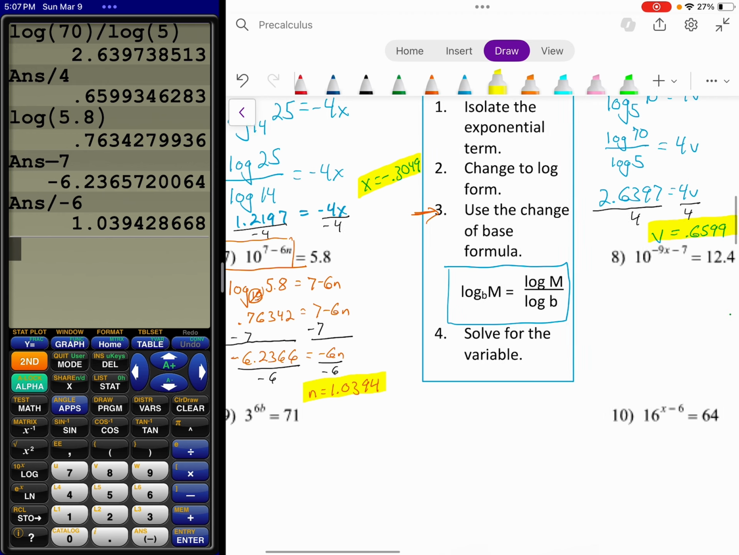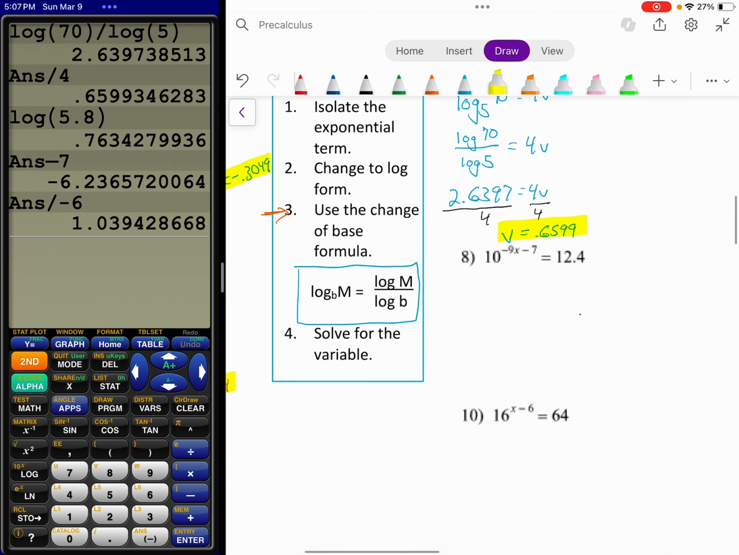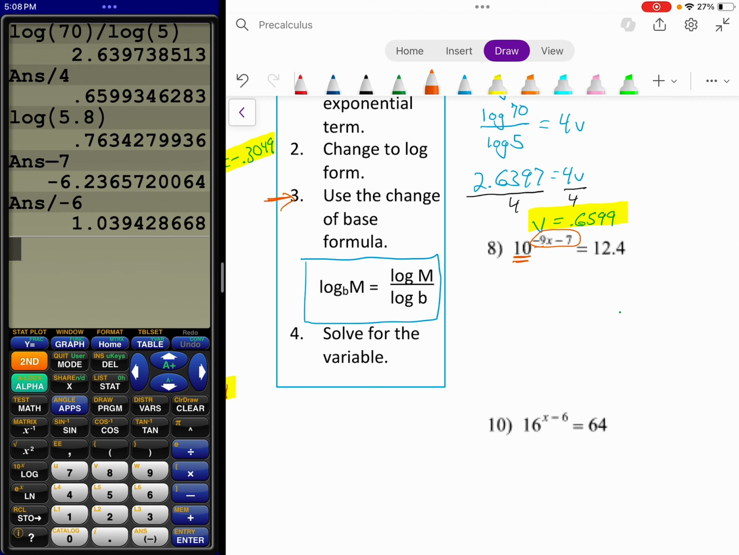We're going to come over to number 8 here. And this again is a base 10. The difference here in number 7 and 8 is that we have 2 terms in the exponent, and both of them have to do with a 10. They won't always be a 10, so I apologize for that. Sometimes, if it's not a 10 or an E, you will have to use the change of base formula in step 3. However, this one does not have it.